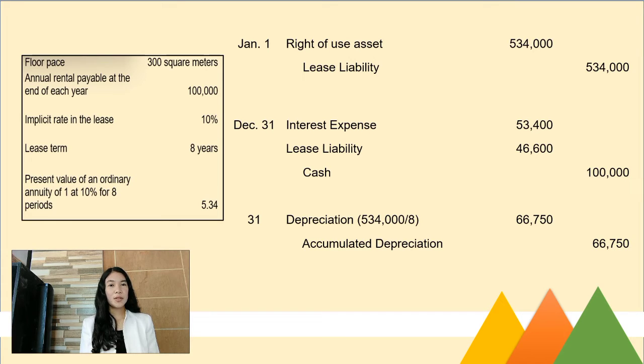On December 31, in recording depreciation, we debit depreciation amounting to 66,750. Then we credit accumulated depreciation amounting to 66,750.